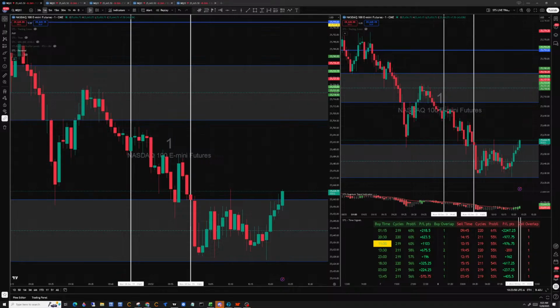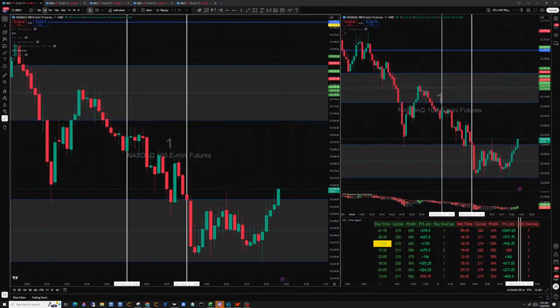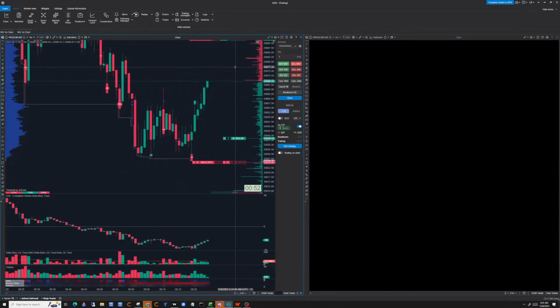Look at it. We got the divergence on the CVD and price, and it's going out. It's making a real turnaround almost. Yeah. At least went for the highs.